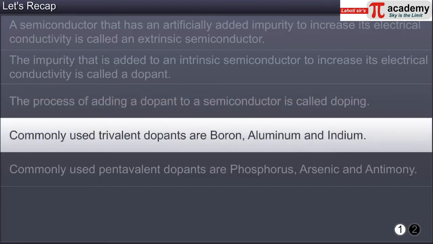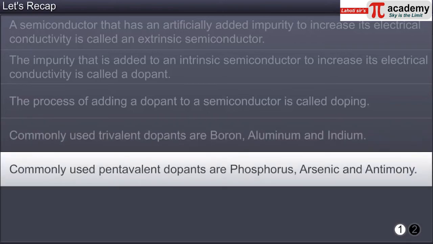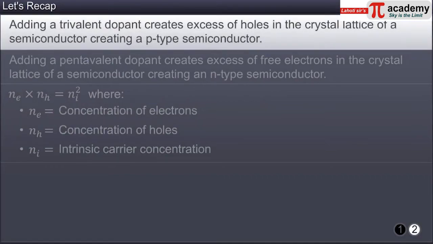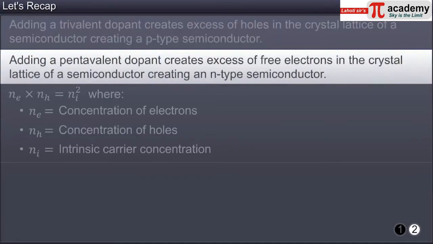Commonly used trivalent dopants are boron, aluminium, and indium. Commonly used pentavalent dopants are phosphorus, arsenic, and antimony. Adding a trivalent dopant creates excess of holes in the crystal lattice of a semiconductor, creating a p-type semiconductor. Adding a pentavalent dopant creates excess of free electrons in the crystal lattice of a semiconductor, creating an n-type semiconductor.